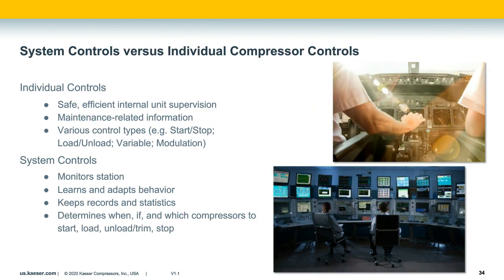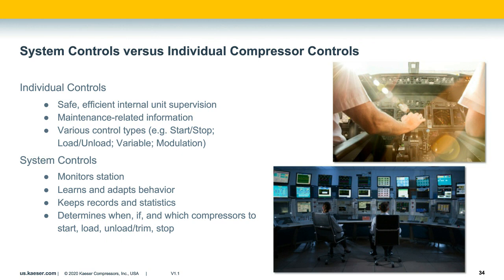So we're going to stop here and talk a little bit about the two types of controllers that you might find in a compressed air system. One is the individual controller for the compressor, and then the other would be a master controller that would bring multiple controllers together, and maybe even additional devices like dryers and filters and so on.